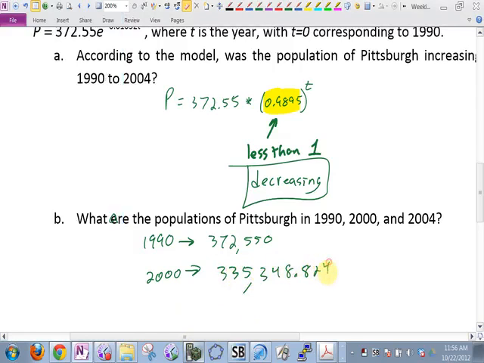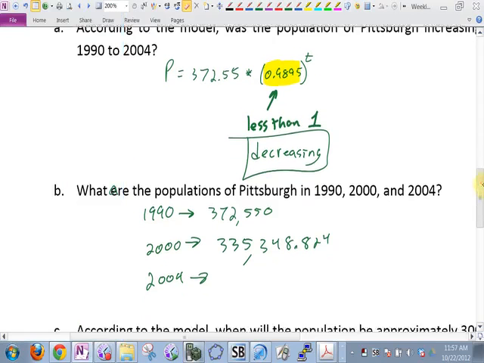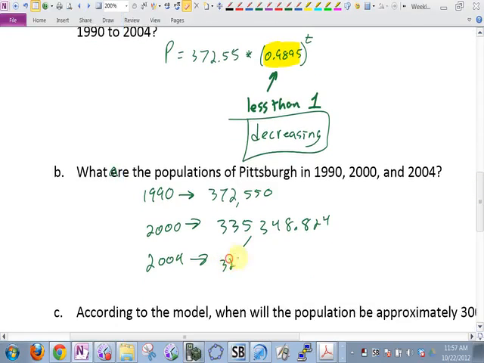Of which, of course, you can't have a fraction of a person, but this is a model. It's not exact. It's just meant to go. So I accepted any rounding of that clearly was correct. And then for the year 2004, we plug in 14. So 321,530.130.